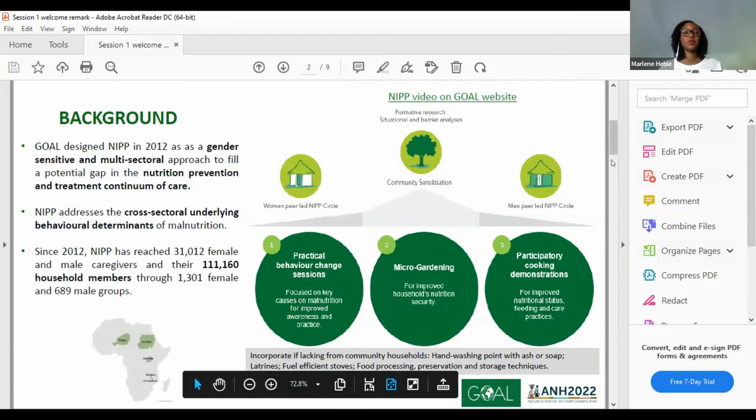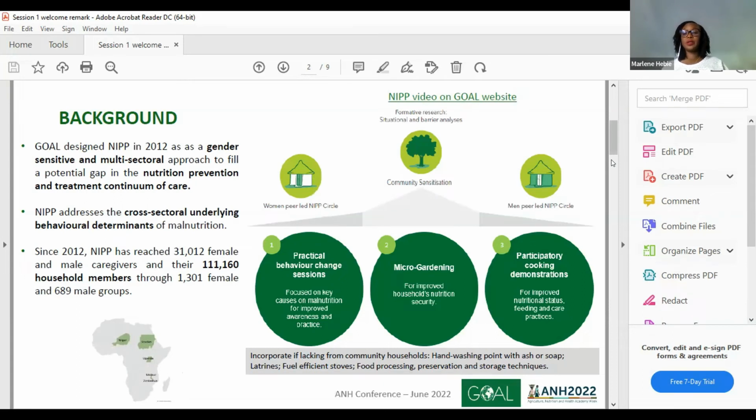NIP was designed by Goal in 2012 as a gender multi-sectoral social behavior change approach to try to fill a gap in the nutrition prevention and treatment continuum of care. The NIP approach involves a group of female and male caregivers, as well as community leaders, that meet separately over a cycle of 12 weeks to engage in 3 main activities, which are practical social behavior change sessions, micro-gardening, as well as participatory cooking demonstration. These activities are complemented by building of hygiene enabling facilities, as well as food processing, preservation, and storage techniques.